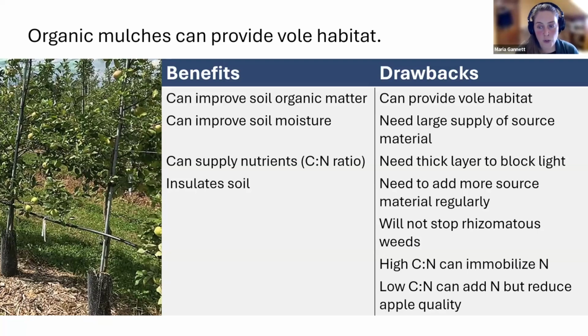Unfortunately, organic mulches don't do anything to stop rhizomatous perennial weeds, because those weeds are used to germinating from quite deep within the soil profile. So it won't really be helpful for those.